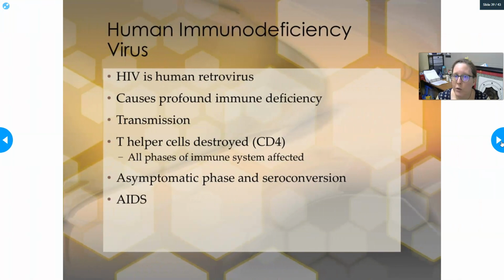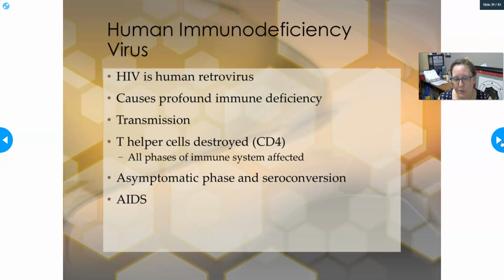The human immunodeficiency virus, or HIV, is a retrovirus. It can cause a profound immune deficiency. It is transmitted via contaminated blood, needles, or sexual transmission. And the problem with HIV, of course, is that it infects the T helper cells. So there's the CD4 cells. CD4 is a cell marker of the T helper cells.